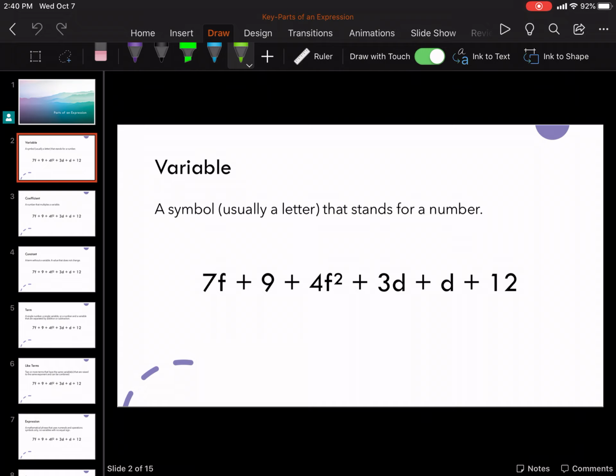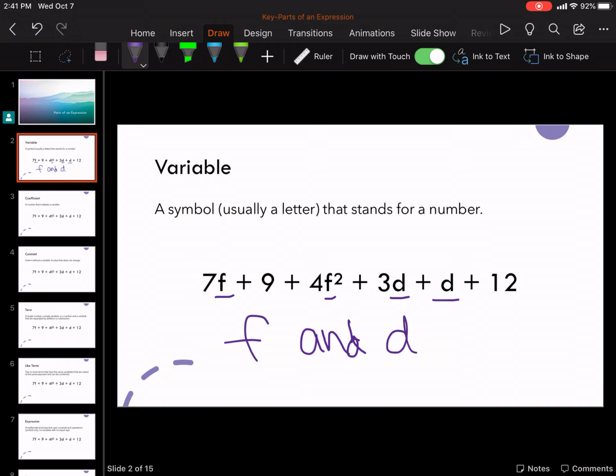So what we're going to do is you can either highlight or underline. I'm going to underline the variables. So it's the letter that stands for a number. Okay, so instead of 4, they wrote F, for example, and it could mean any number. So there's F here, not F squared, just F. There's D and there's D. So the variables in this problem are F and D.